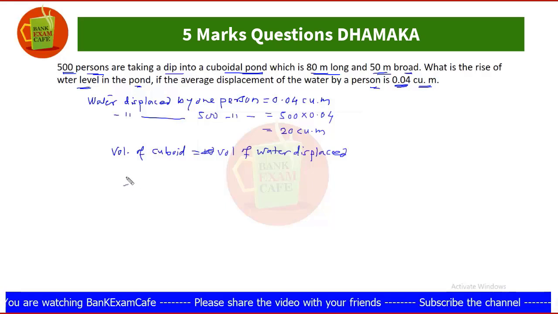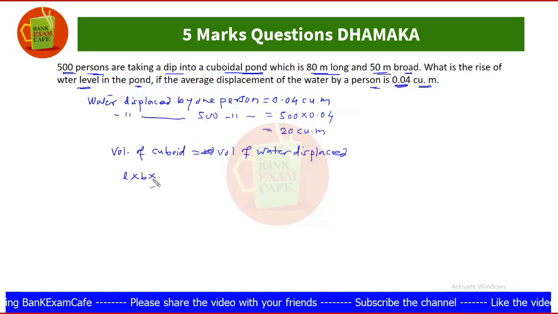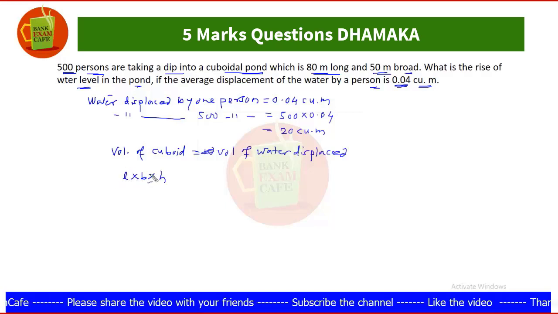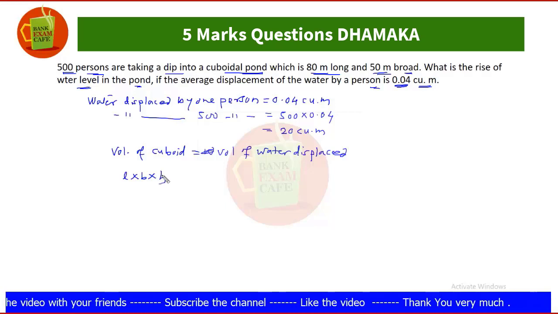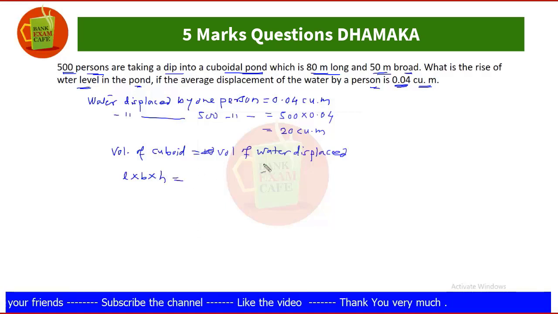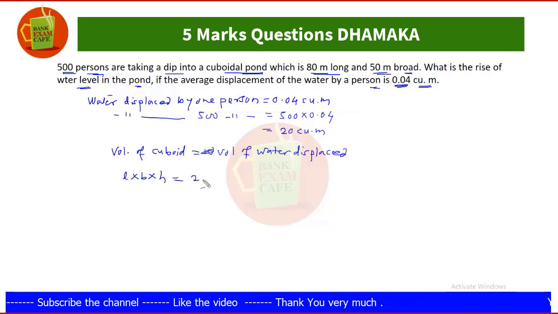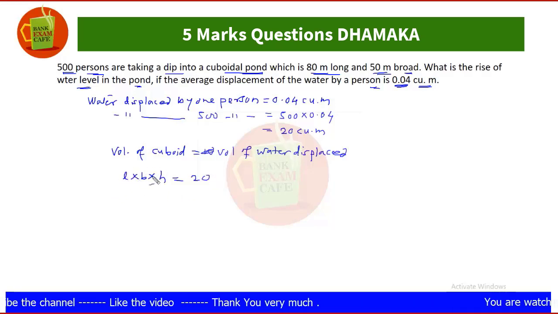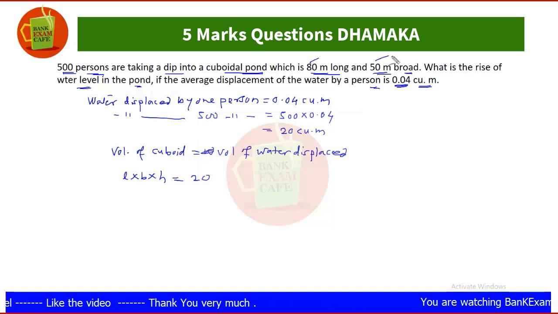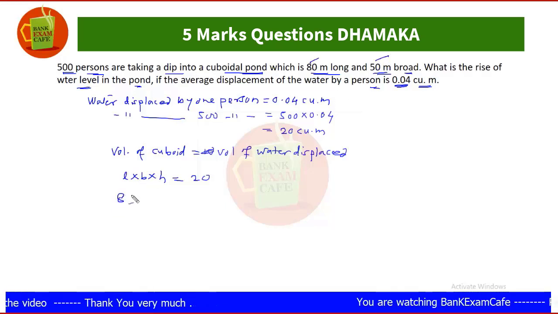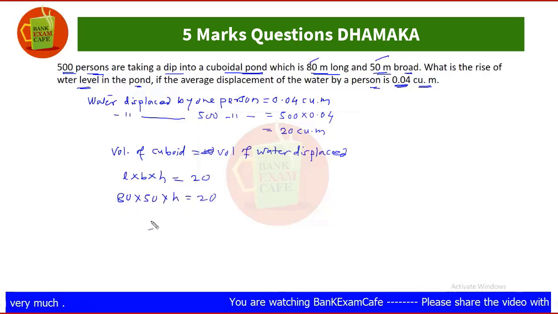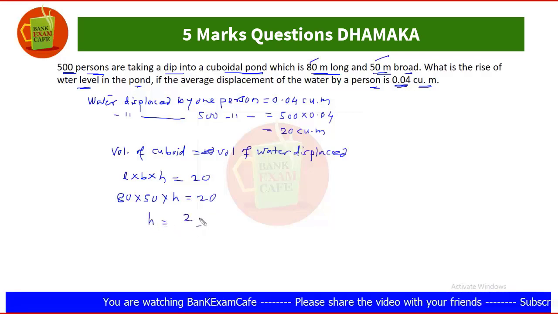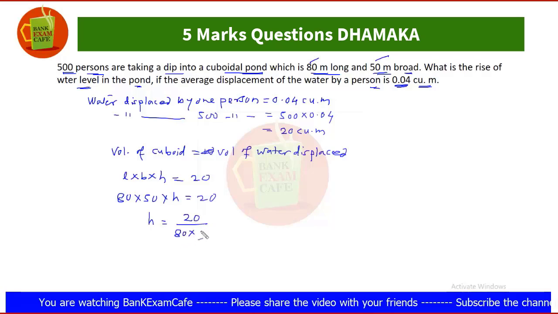And so the volume of cuboid is given by length into breadth into height. Here length will be the same, breadth will be the same, and height we are taking as the height increased or the level increase, which is equal to the volume of water displaced, that is 20 cubic meter. So length and breadth are given to us as 80 meter and 50 meter respectively. So it will be 80 multiplied by 50 multiplied by h, which is equal to 20, and therefore h is equal to 20 upon 80 into 50.